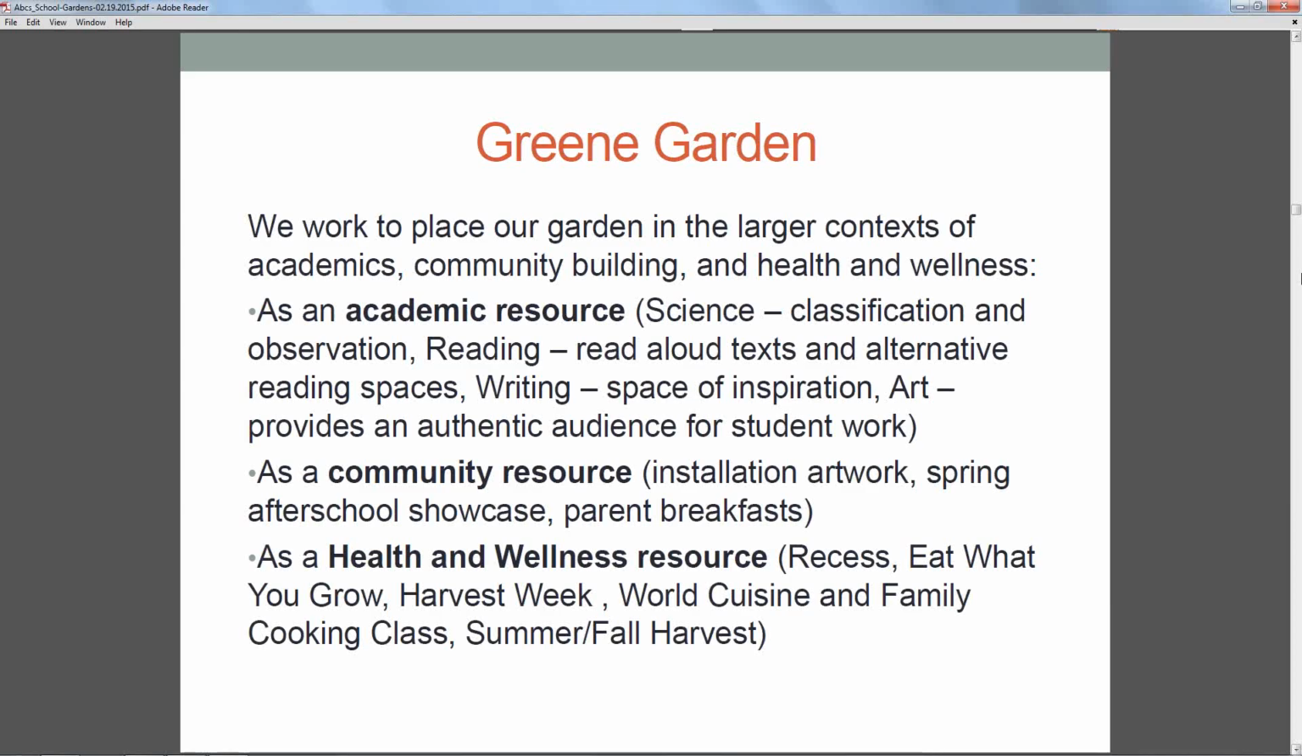Also, seeing this as a community resource, going beyond just our parents and our students, we're looking to do some installation artwork and to be part of a larger opening up of our garden to the community, so that they can come in and not just see what we're doing, but also see the space as a public space and a space that they can enjoy as well.